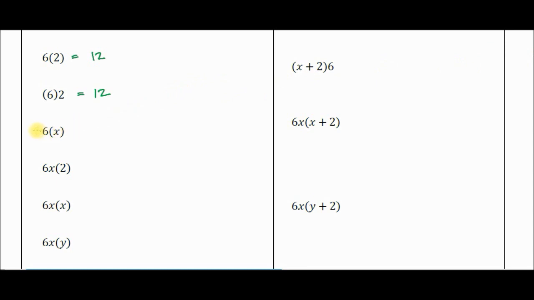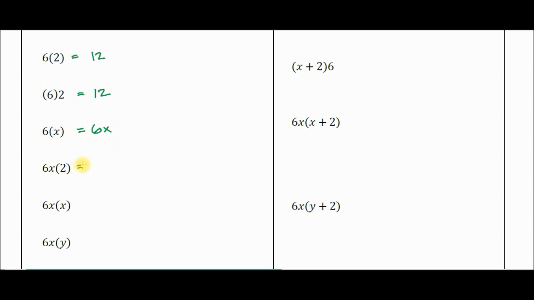Alright, let's take a look at the next one. 6 times x. Now remember, if we were adding or subtracting these terms, we couldn't do it, because they're not like terms. But multiplication allows us to combine any terms together. 6 times x is just the same as 6x. Think about this. If x was an apple, and I have 6 of them, then I have 6 apples. This means the same thing. 6 times x means I have 6 apples. So 6x is our answer.